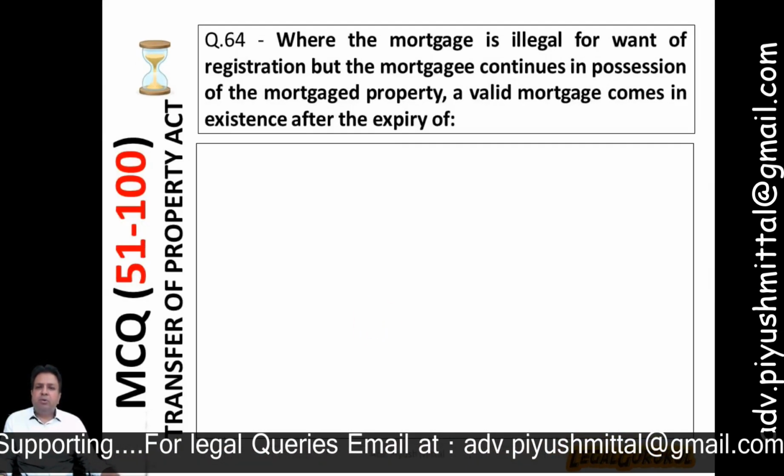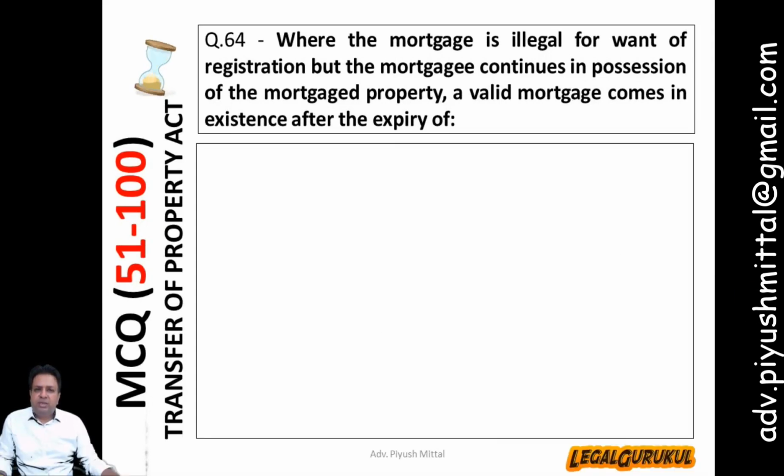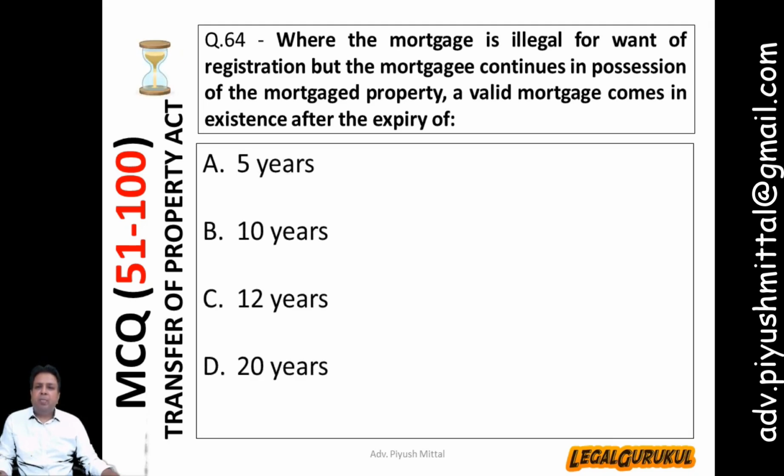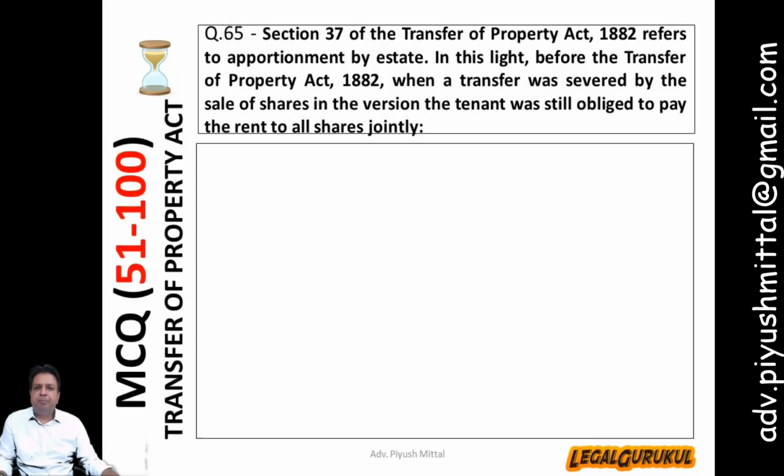Question number 64. Where the mortgage is illegal for want of registration but the mortgagee continues in possession of the mortgaged property, a valid mortgage comes in existence after expiry of A, 5 years, B, 10 years, C, 12 years, D, 20 years, and the correct answer is C, 12 years.